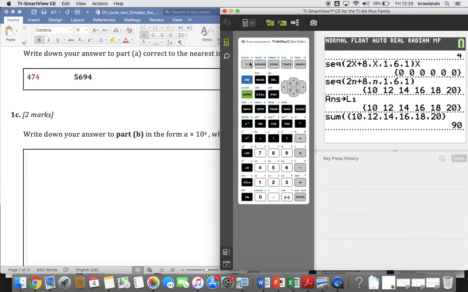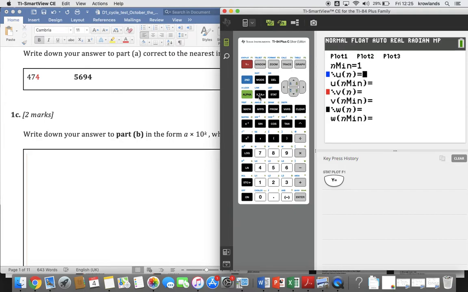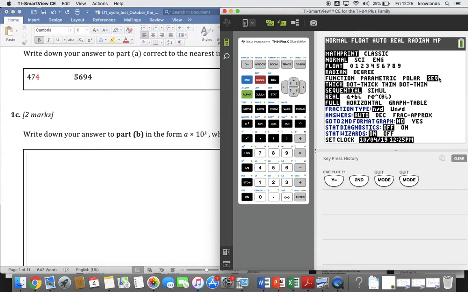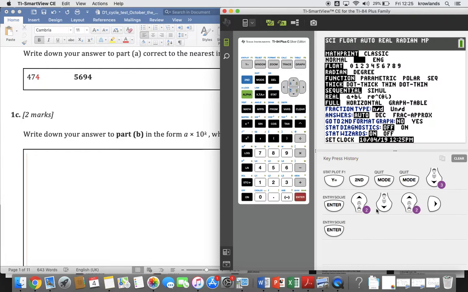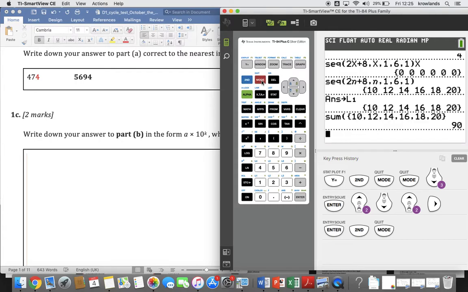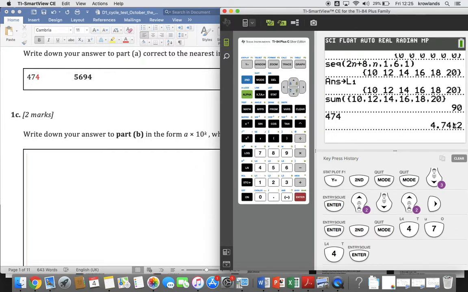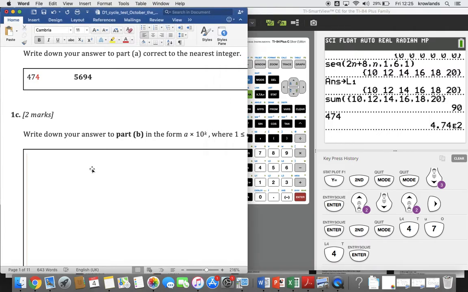But before you do that, you need to change the mode, and at the moment it's in the wrong mode. So I'm going to quit off this and click mode, and at the moment it's in sequence mode. I'm going to put the arrow down and select function mode. But we actually want it in scientific mode. So here it says SCI. I'm going to go down to SCI and click enter. Perfect. Now I can click quit. And now it's in standard form mode. So we're going to type in 474 and click enter, and it rewrites it as 4.74 E2.